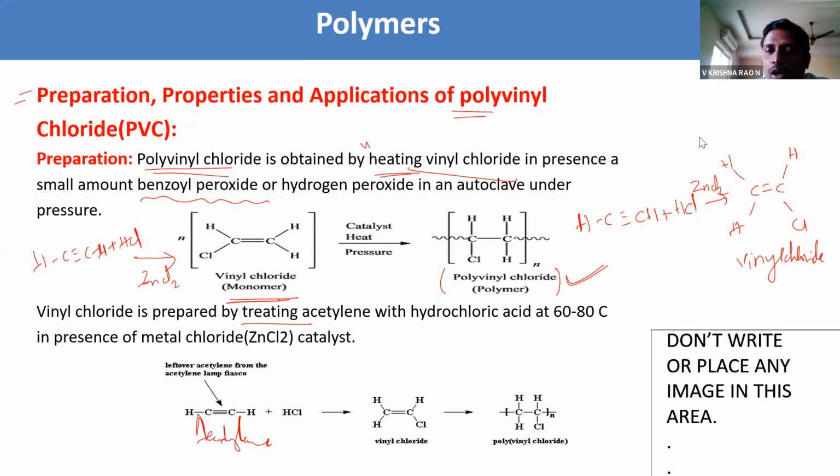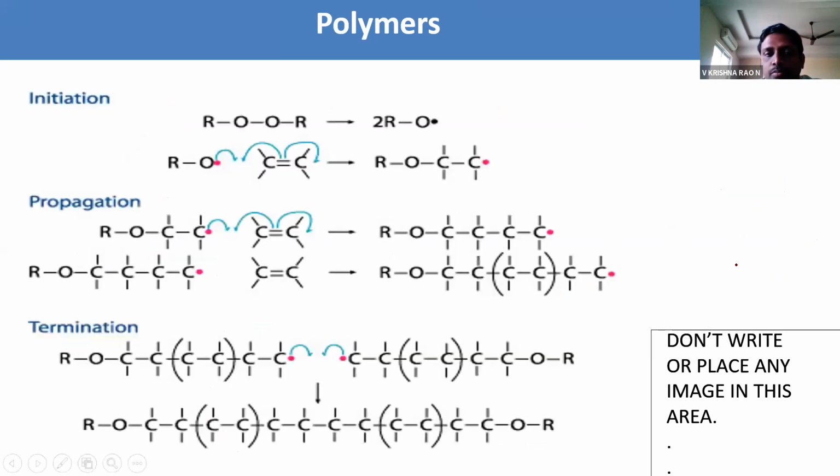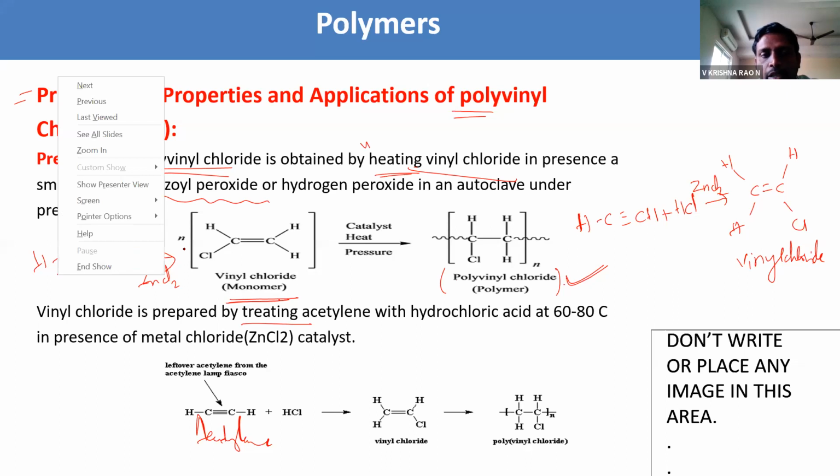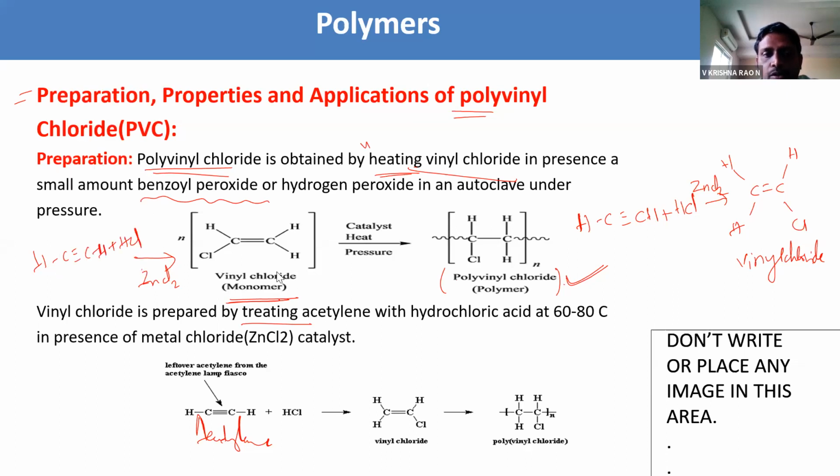Here, we prepare the monomer vinyl chloride when acetylene reacts with hydrochloric acid in the presence of ZnCl2, zinc chloride, as a catalyst. It forms vinyl chloride, the monomer. This monomer vinyl chloride, in the presence of a small amount of benzyl peroxide or hydrogen peroxide in an autoclave under pressure, gives polyvinyl chloride.